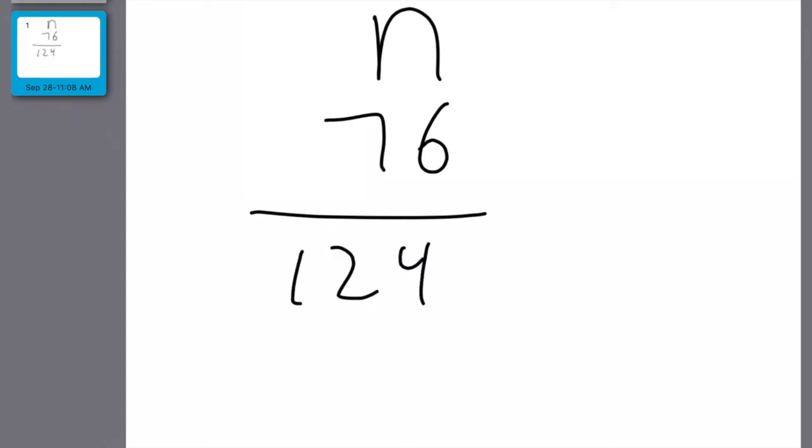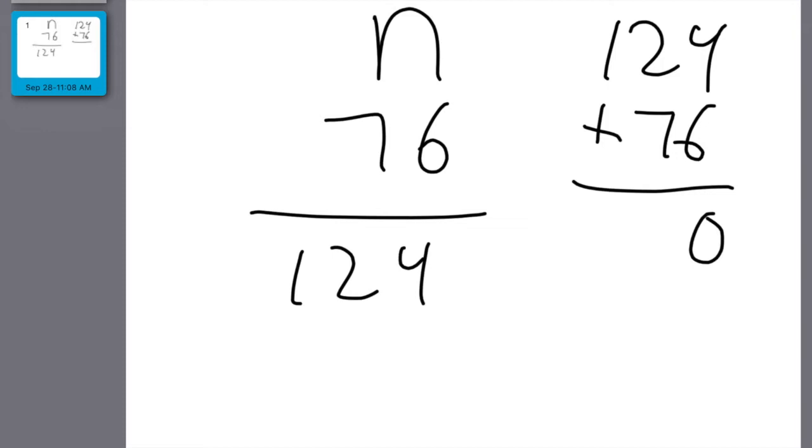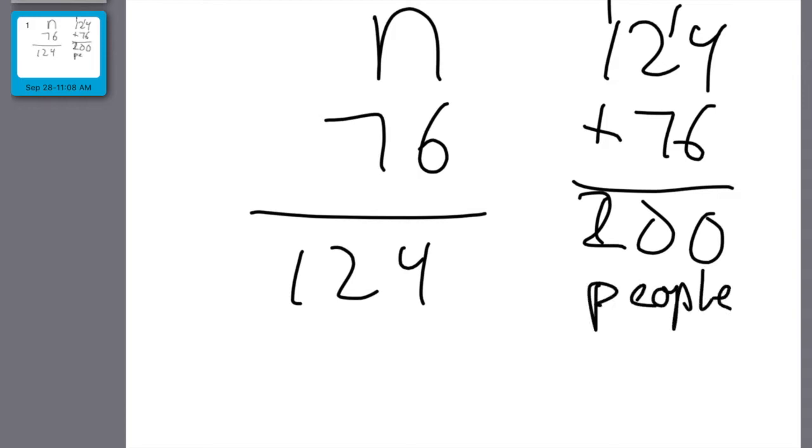So it would look like this for a math problem. I'm missing the first in subtraction. It turns into addition. So I have 124 plus 76. 10, 10, 1. Sorry, 1 and 1 is 2. It started with 200 people there watching the movie.